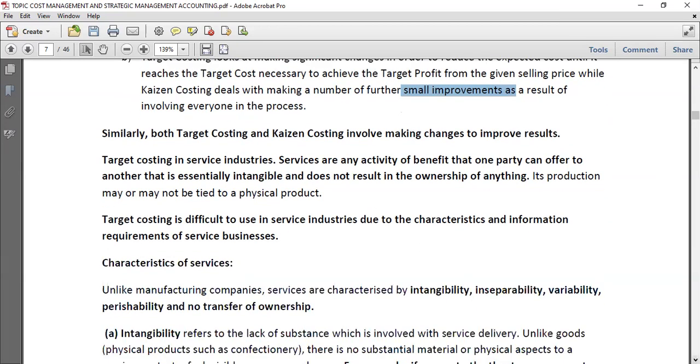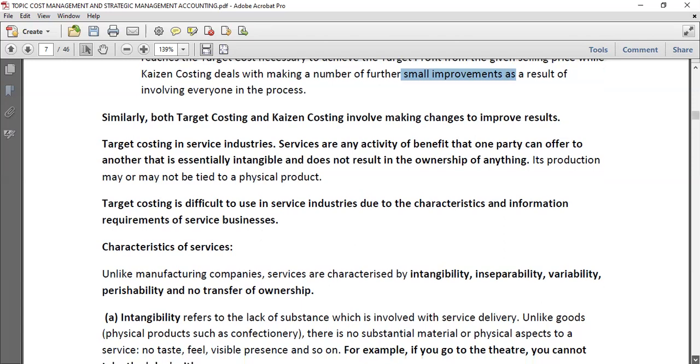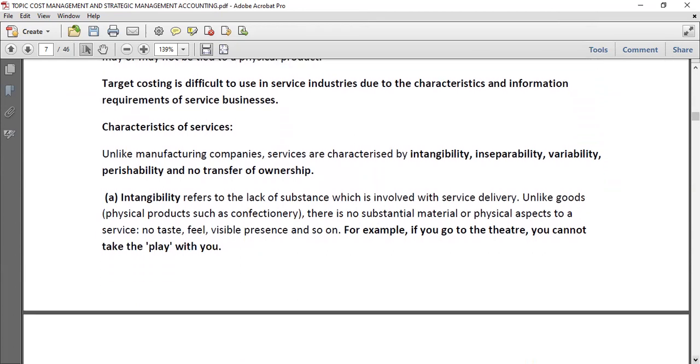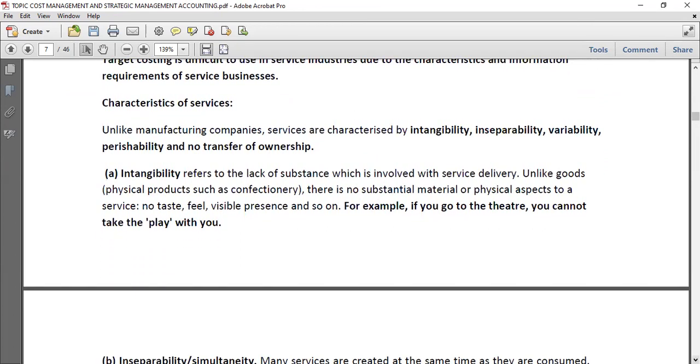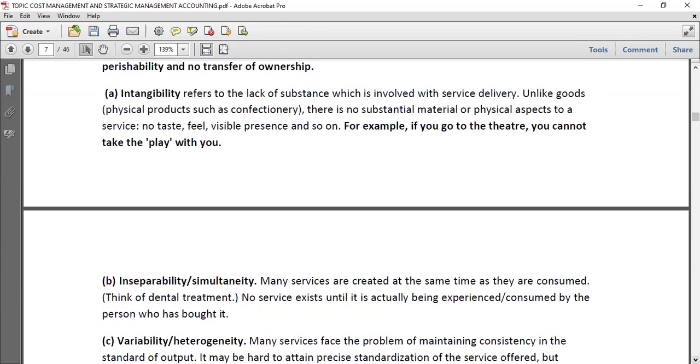So target costing in service industry is a bit complex, because of the ethics of services. Okay, and I think you must have come across these characteristics of services, things like intangibility. Basically, you cannot go with the service. For example, what we are studying right here, you cannot say I've been able to take away this component, this knowledge. It's basically intangible.